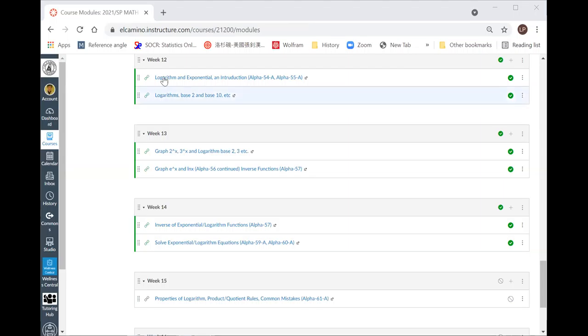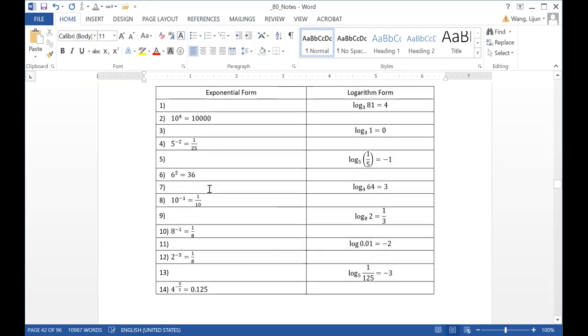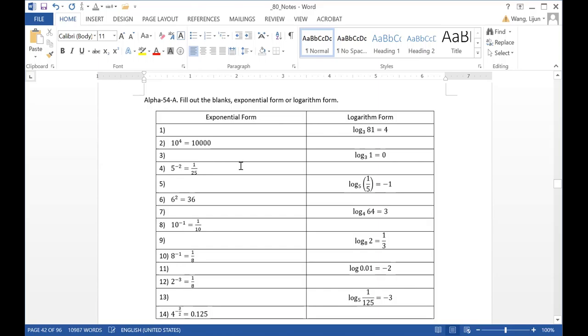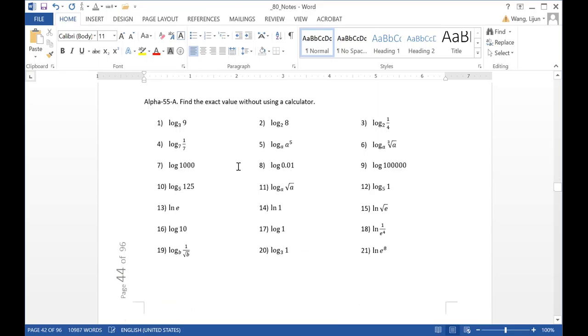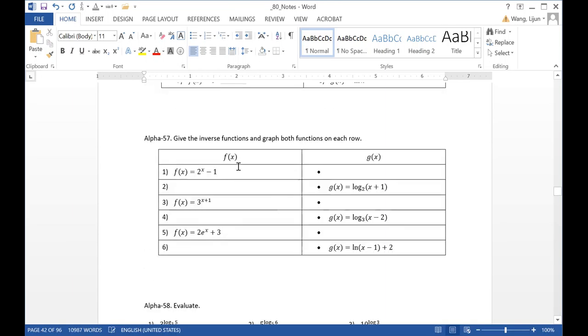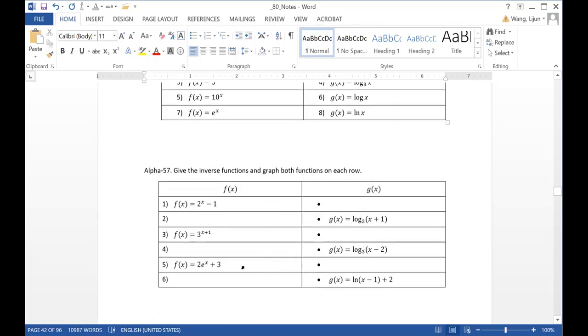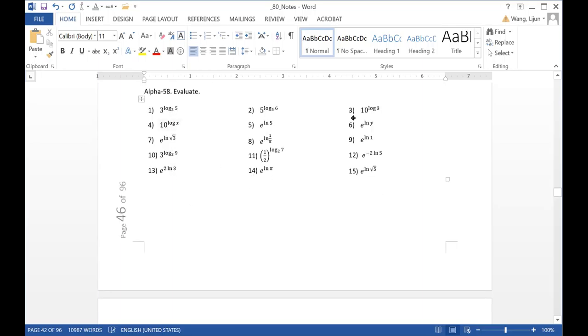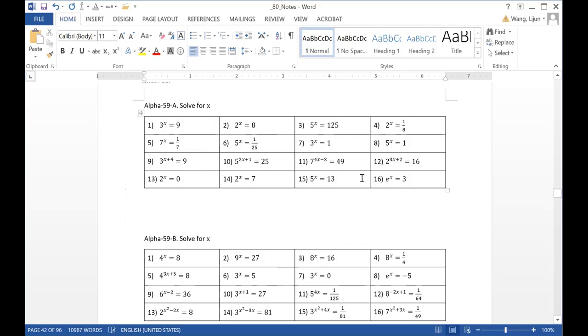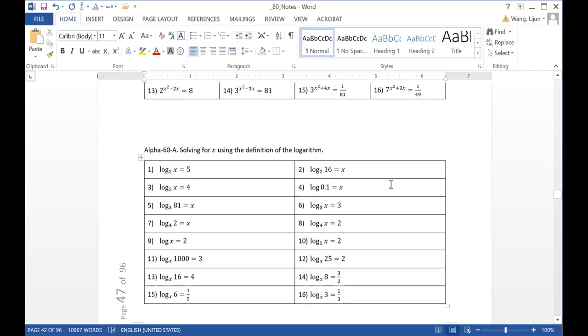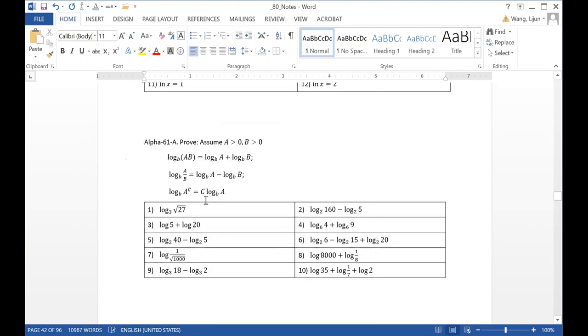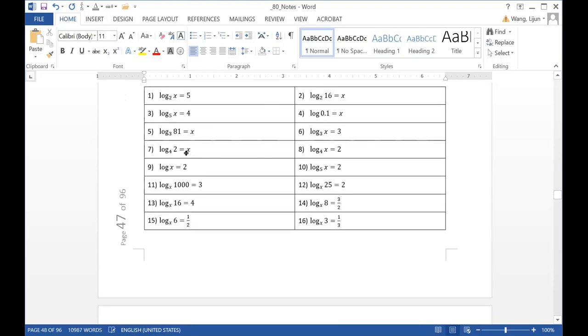Look at our notes and at the logarithm section. Starting from alpha 50A, 54A, we had all these exercises. You can look at your homework. We did the graphs of all these functions pair by pair. We did 57 to find inverses, then applying the properties and solving exponential equations, and 60A. And the last set of questions you need to know is 61A. So just to give you some idea of what is included, it is pretty much in your homework.